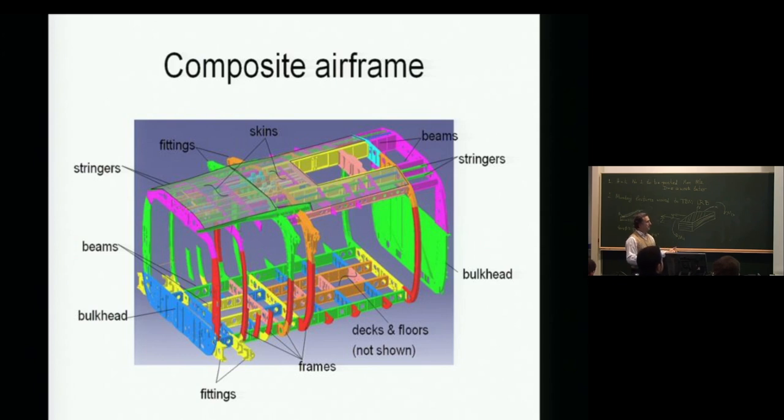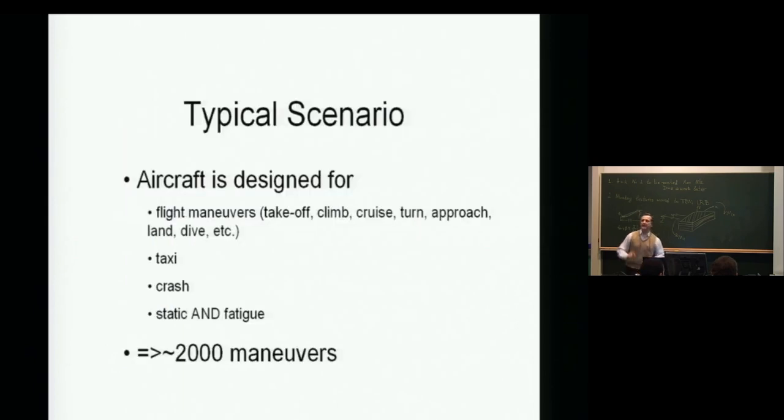There are beams, shown here, the longitudinal beams on the floor. There are stringers on the skin. There are skins that are not shown so we can see through. Bulkheads, which are just glorified frames. There are fittings, and so on, each of which has a purpose, and each of which has to be analyzed, each of which has to be first designed.